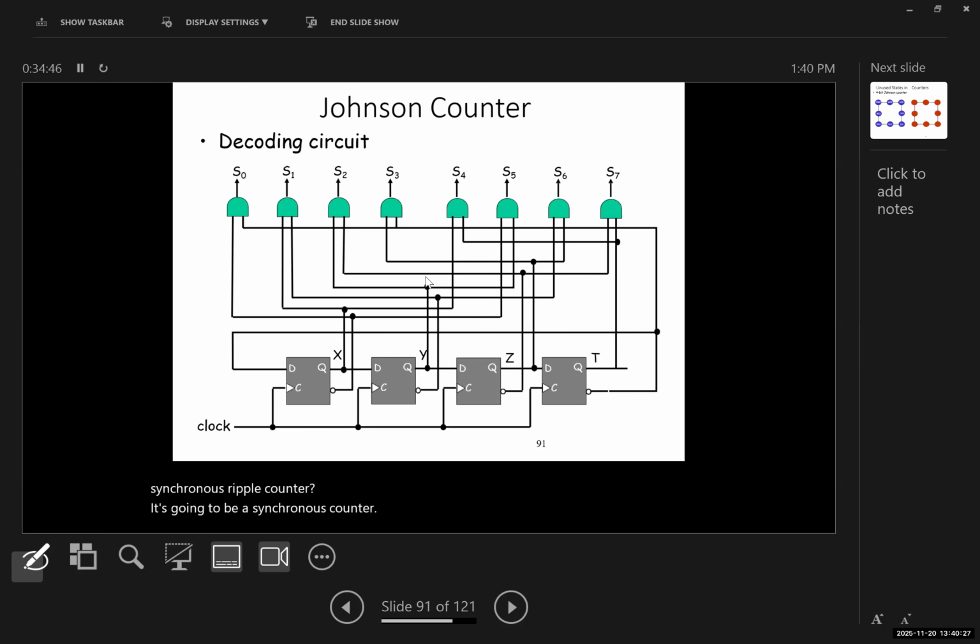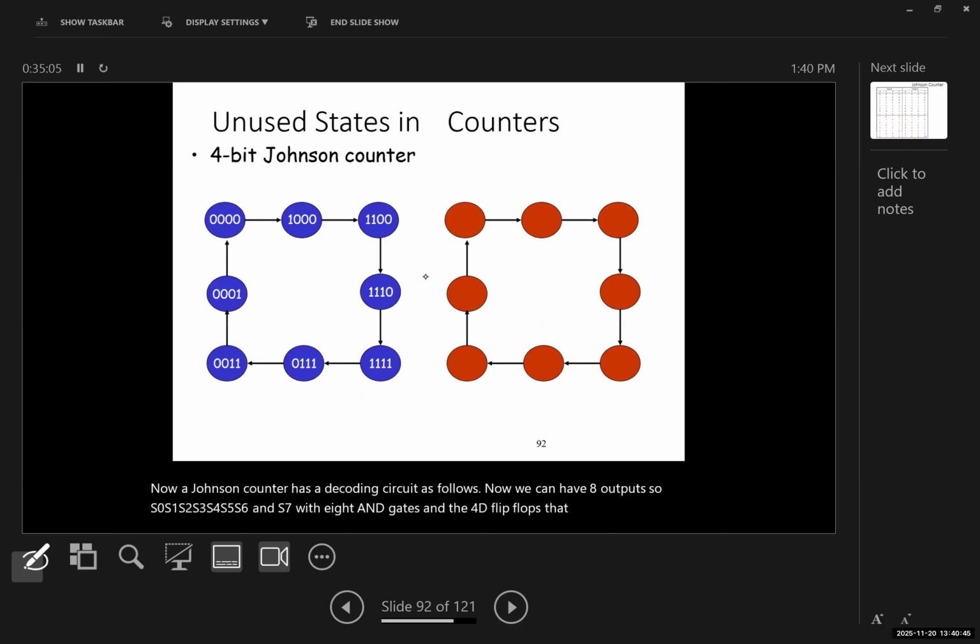Now, a Johnson counter has a decoding circuit as follows. We can have 8 outputs, S0, S1, S2, S3, S4, S5, S6, and S7, with 8 AND gates and the 4 D flip-flops that we had. And a Johnson counter looks like this.